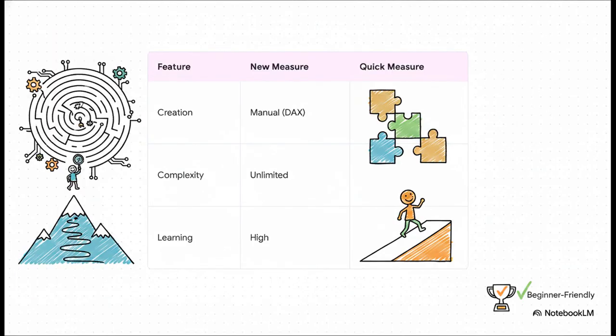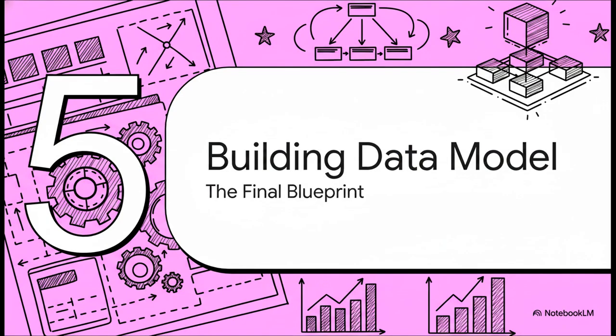Now, when you do decide to create a measure, you've got a choice: a new measure or a quick measure. A new measure means you're writing the DAX code manually from scratch. It's got a pretty steep learning curve, but it gives you unlimited complexity. On the flip side, a quick measure uses automatic templates. You just drag and drop fields, super low learning curve, though obviously limited to standard templates. Quick measures are perfect, beginner-friendly tools for tasks like, say, calculating a running total without having to write any code at all. Section 5. Building the data model, the final blueprint.